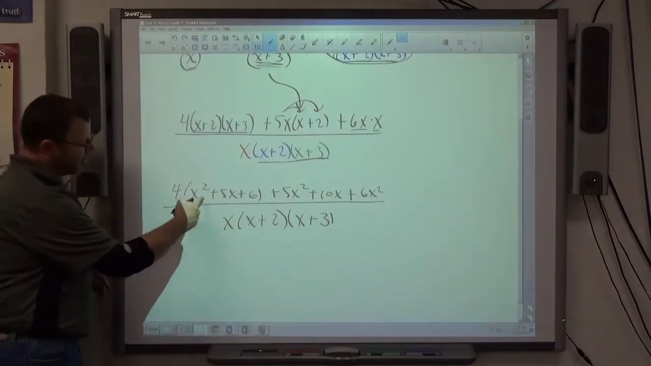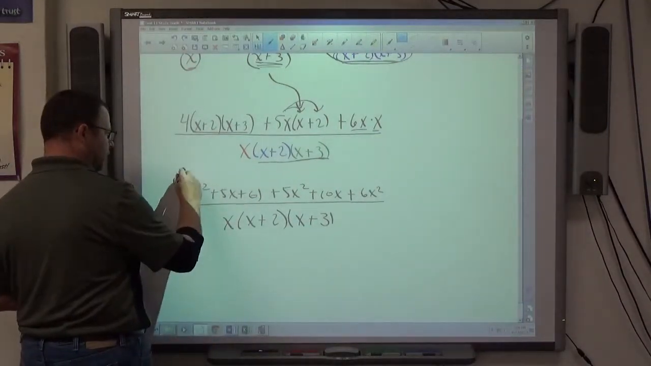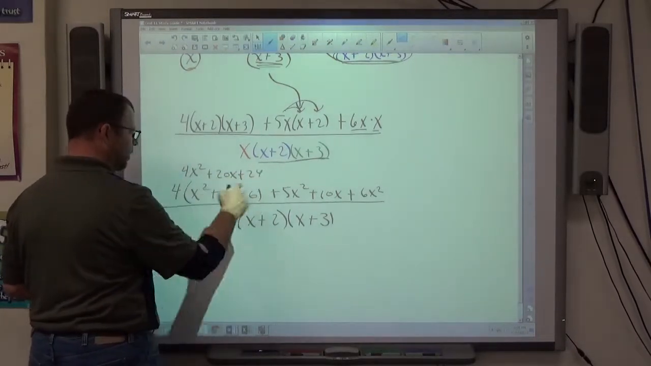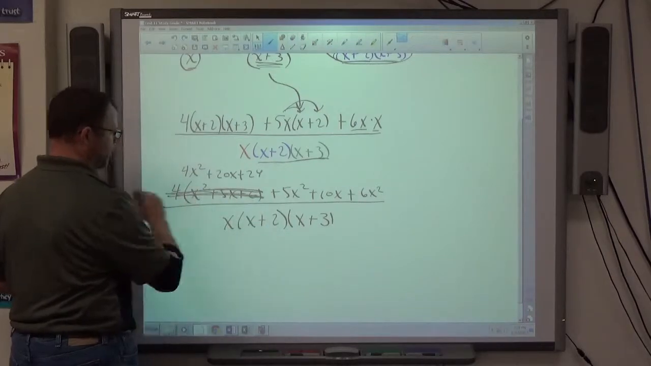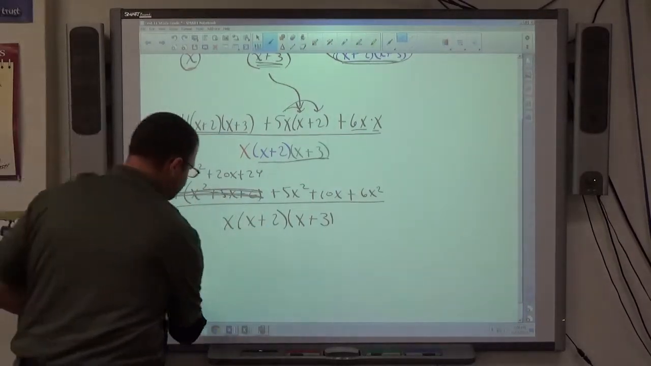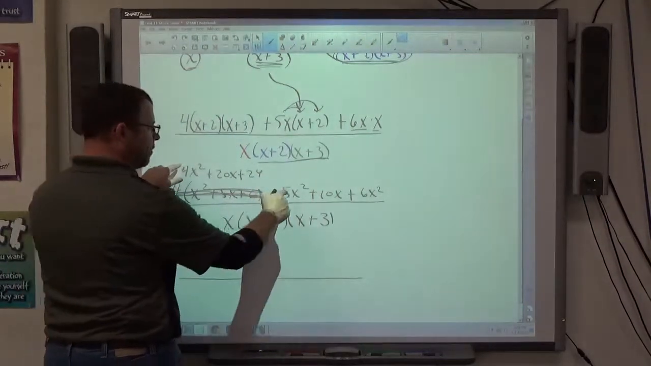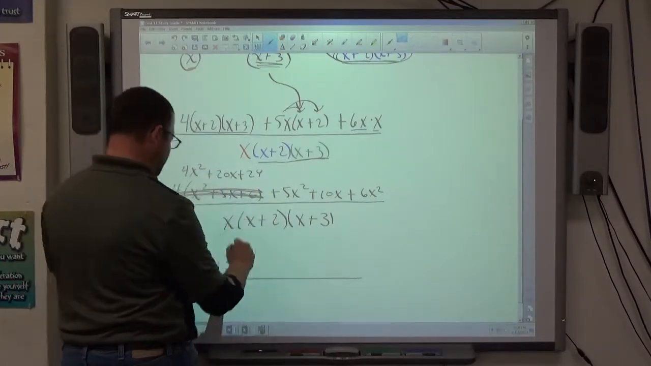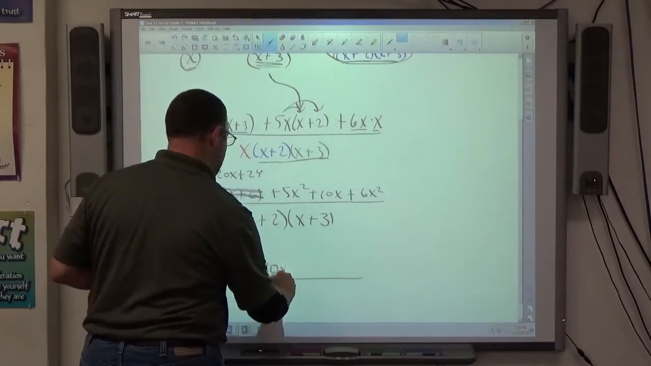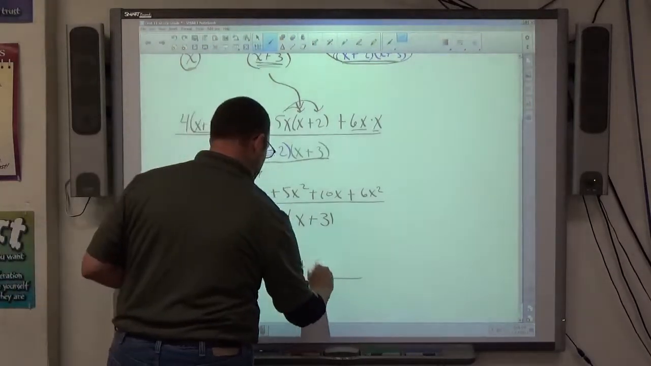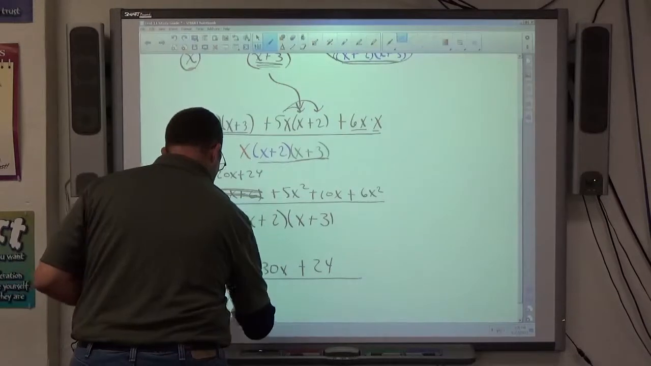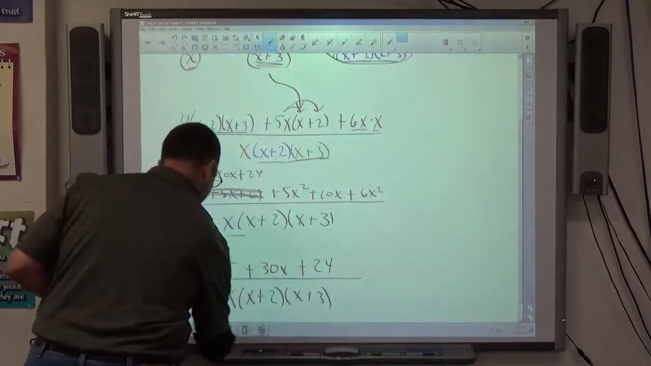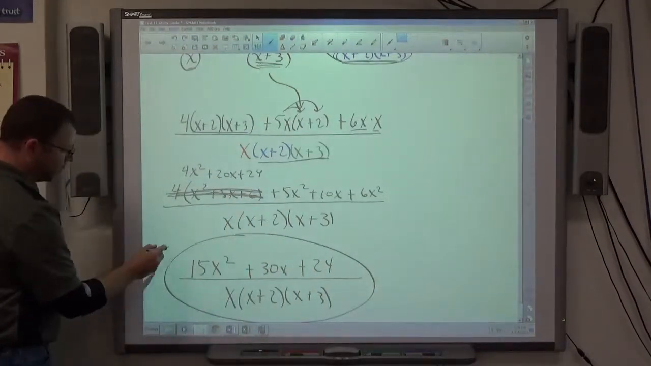The last thing is I got a distributive property here again. I might do that right up on top of this. So 4x squared plus 20x plus 24, 4 times each object. And now if I combine like terms, for x squared I got 4x squared, 5x squared, 6x squared, all positive. For x I've got 20x and 10x, both positive. For numbers I just have plus 24, and all that goes over x times x plus 2 times x plus 3. I'm looking for an answer like that.